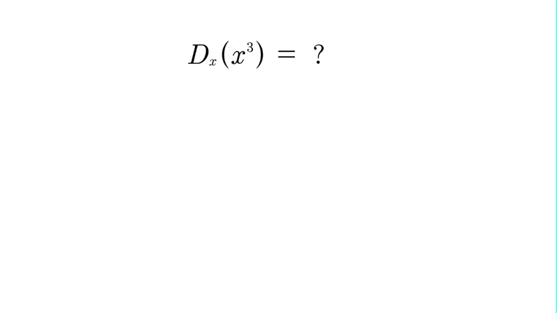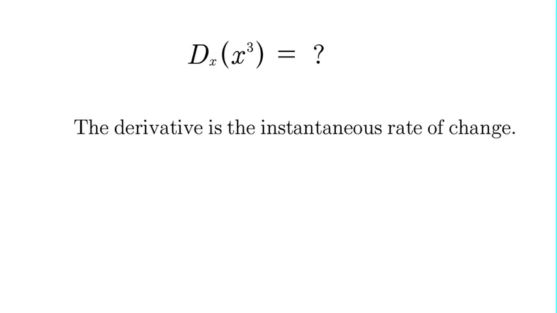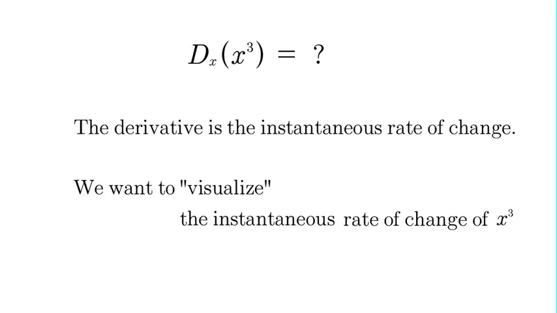We're going to look at the derivative of x cubed. And I do mean look. It's not just that we're going to find the answer, or not just a proof. We really want to see why it comes out the way it comes out. And the way we're going to do that is we're going to think of the derivative, of course, as the instantaneous rate of change. So what we want to do is visualize the instantaneous rate of change of x cubed.